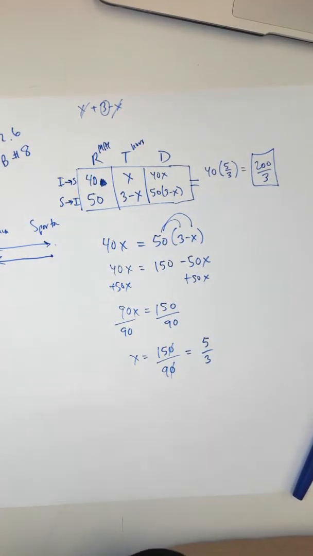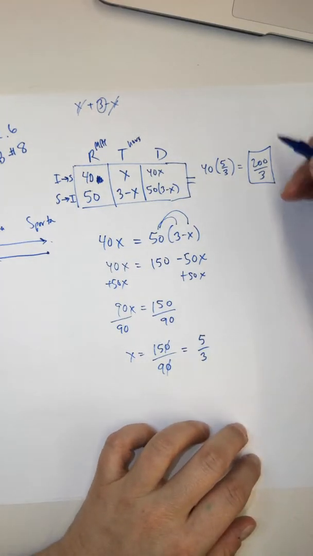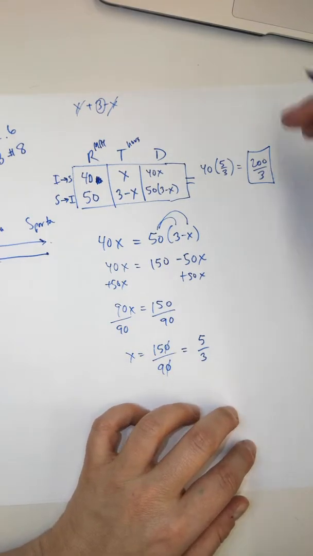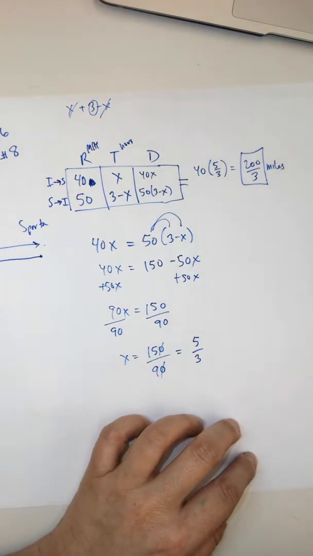Let's make sure I'm right. So I'm going back to the supplement, 2.6 B8. Yeah, we're totally right. I mean, we could have divided and gotten 66 and 2/3, but this is accurate. What I should have done is I should have written miles. I should have had 200 over 3 miles.